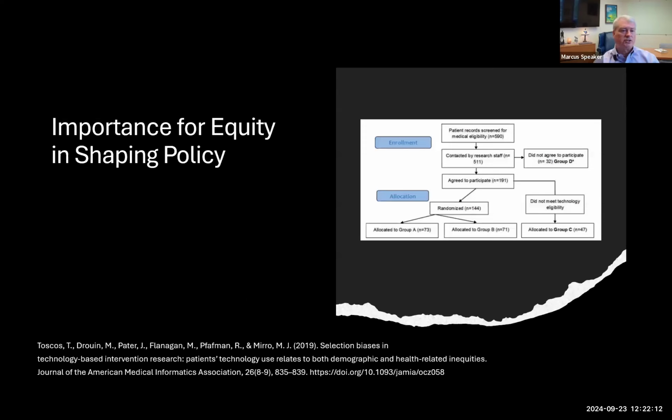Okay, so let's transition a little bit here and talk about the importance of involving equity when shaping policy. And my first thought was all policies should be equitable, like duh. But what does that mean? And so I found a really interesting article in the Journal of the American Medical Informatics Association, a study that was done.